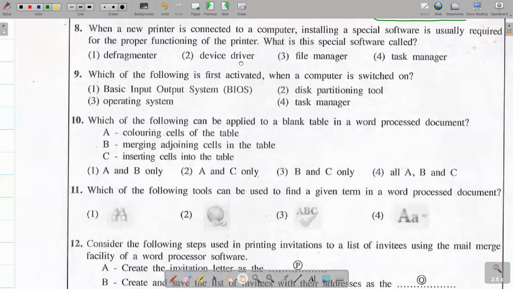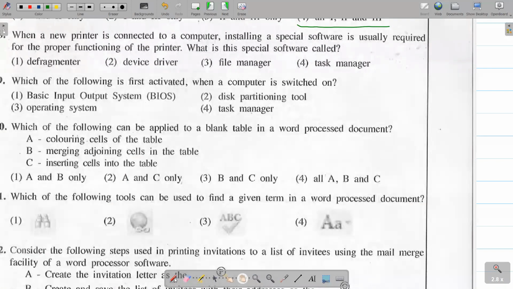Device driver is the one which is going to be your answer. We need the driver to introduce the printer to the computer. File manager is just helping you to manage your files, nothing to do with the printer. And task manager will help you to manage the tasks, or rather it retrieves the nature of the task and the way that they are happening. So the correct answer is going to be the second one, device driver.